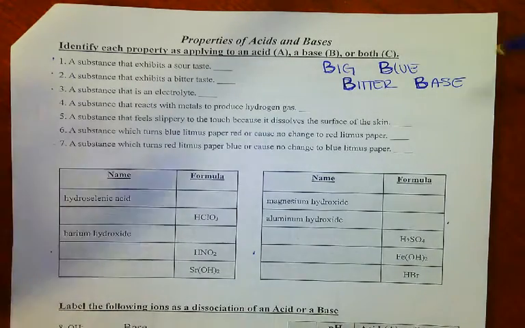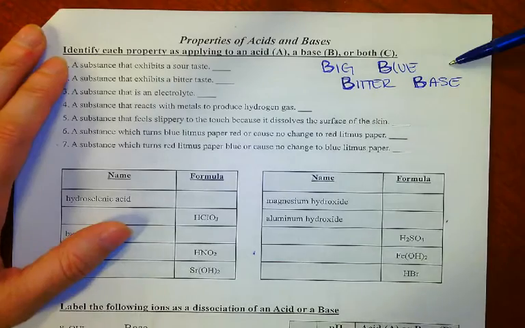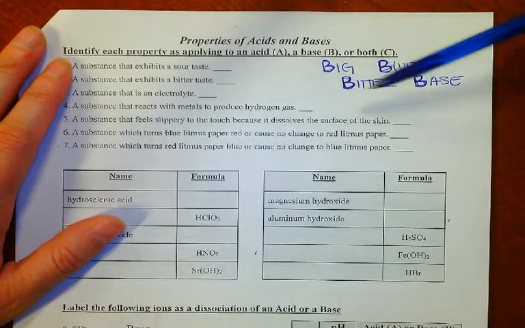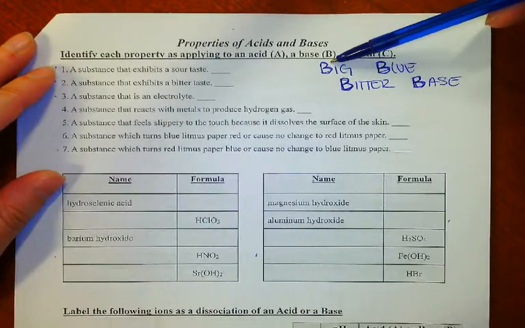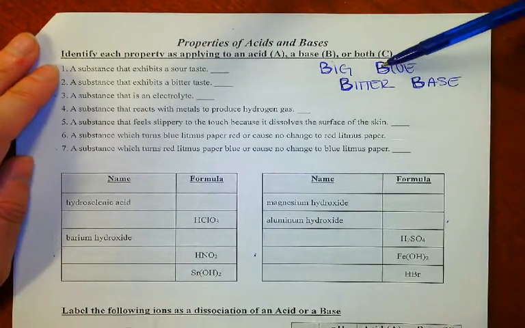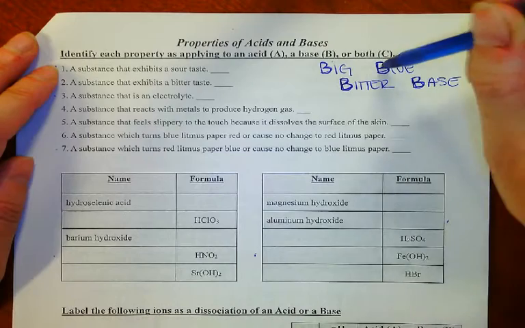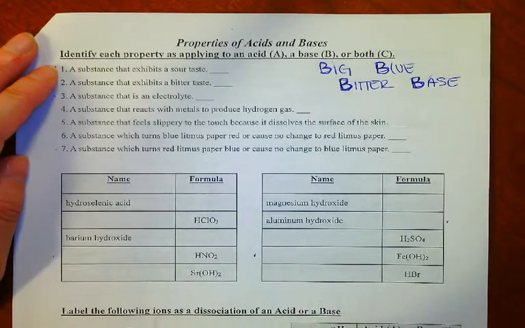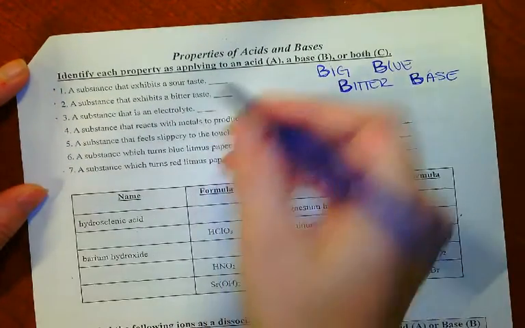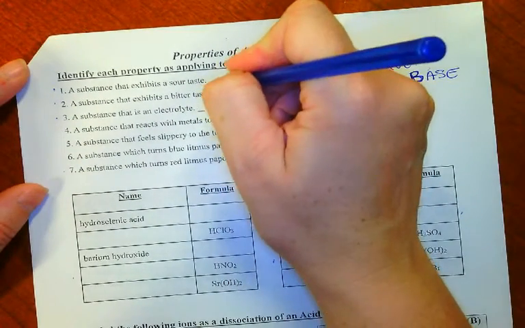Okay, something that's written on my board as a key concept is this little memory device, big blue bitter base, because bases will have a big pH, it's over 7. They will turn litmus paper blue or keep it blue. They're bitter to the taste, and that's how you know it's a base property. Okay? So if it's bitter, we know it's going to be base.